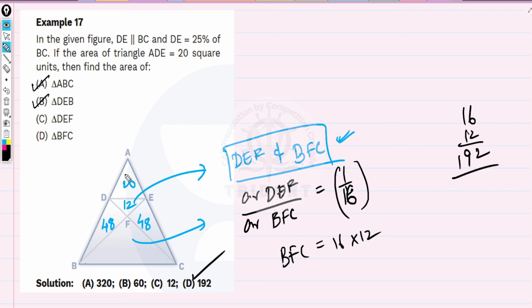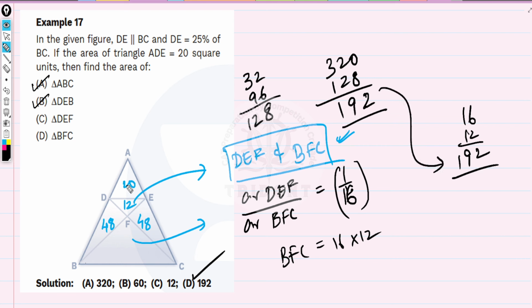Now let's quickly do the subtraction business. So this is 20, 32, 32 plus 96, 128. 320 minus 128. This is 10 minus 8 is 2, 11 minus 2 is 9, and 192. Both are the same. So you can basically find individual areas and subtract, or you can use the ideas of similarity of triangles. You will get the same answer. I hope that answers your doubt.